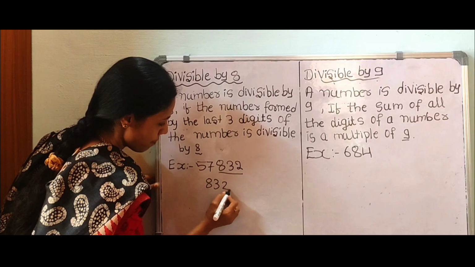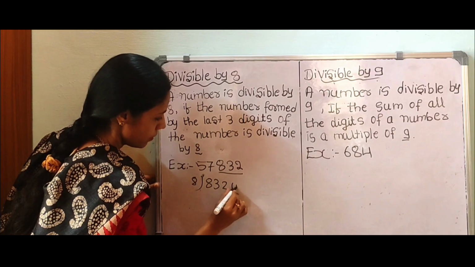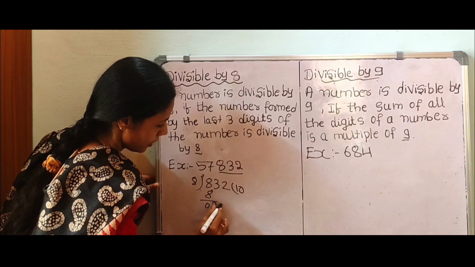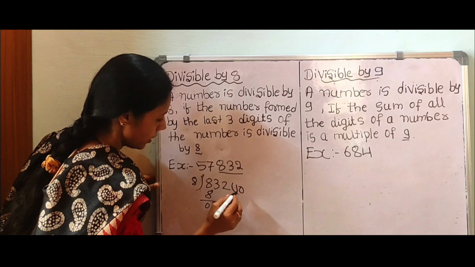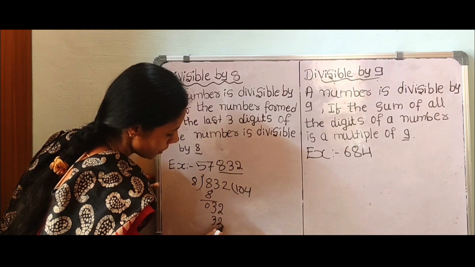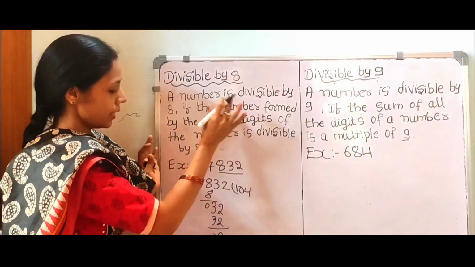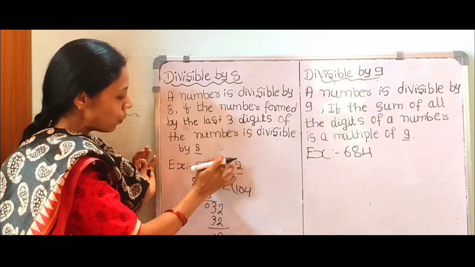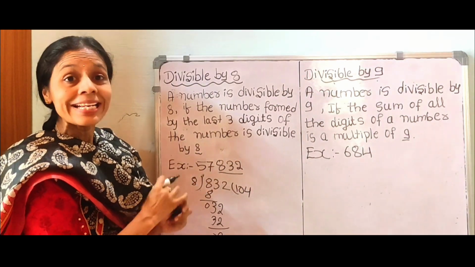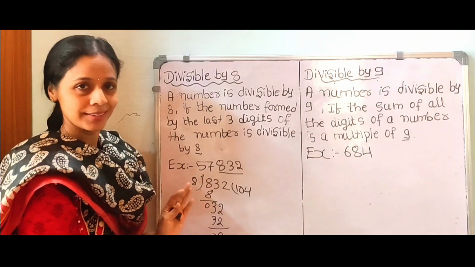Consider: 8 ones are 8, 0, 3, 32, 8 fours are 32. So, this number is completely divisible by 8. So, this whole number is also divisible by 8. This way we can easily identify whether any number is divisible by 8 or not.